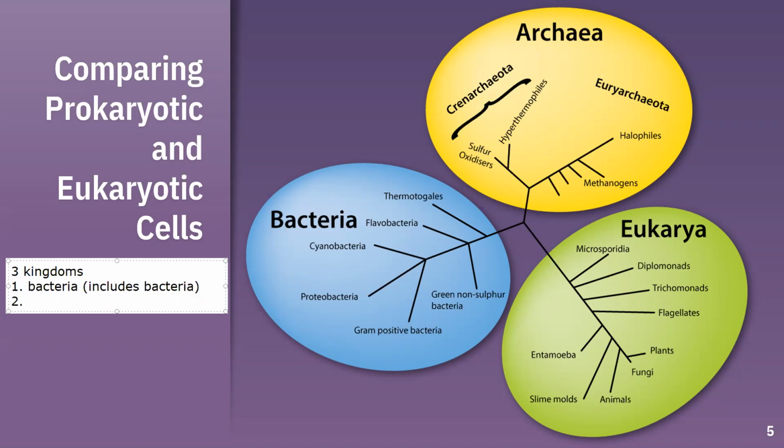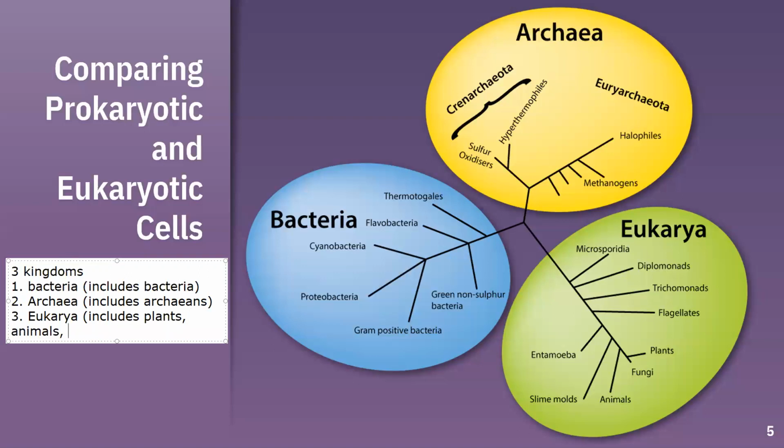The second kingdom is archaea, and this includes what are called archaeans. These are single-celled organisms that live in extreme environments. So if you notice up here where it says archaea on the slide, you'll see hyperthermophiles. Those are archaeans that live by hydrothermal vents. And then we have eukarya. Now this includes plants, animals, fungi, and the group called protists.